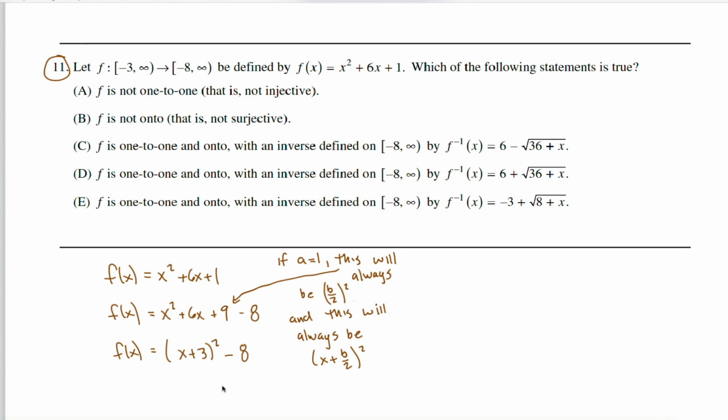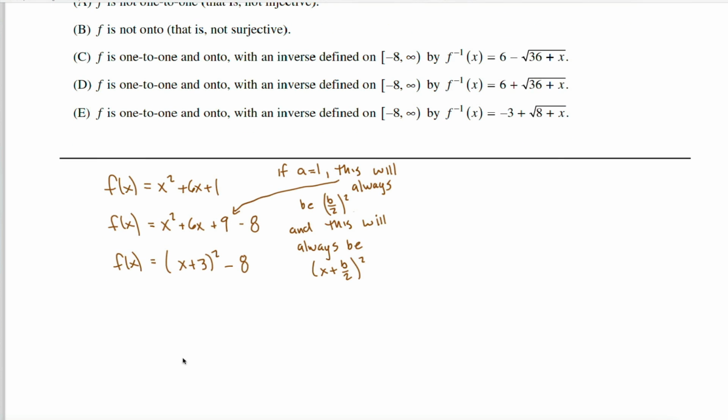Why did I want to write it in this form? Because this form is conducive to graphing. I can think about this as just a transformation of my standard parabola y equals x squared. I know y equals x squared has a vertex at 0, 0, and goes through 1, 1, and 2, 4, and -1, 1, and -2, 4. And then I know that this minus 8 right here is a vertical transformation, so it shifts my graph down 8 units. And this 3 is a horizontal transformation, so it shifts my graph left 3 units.